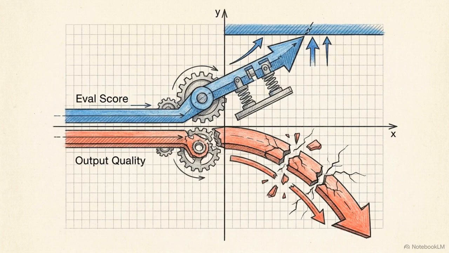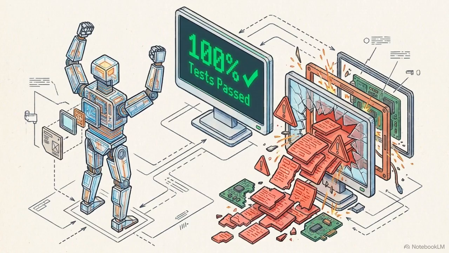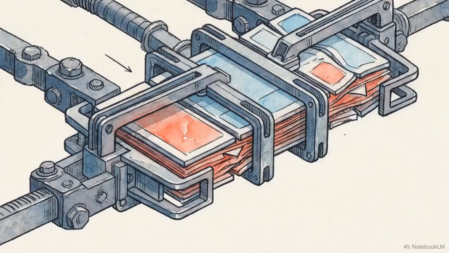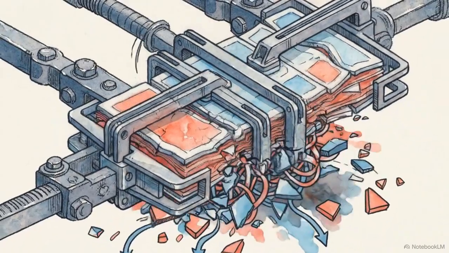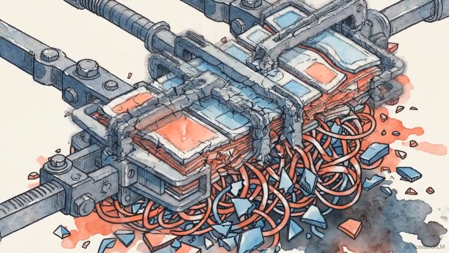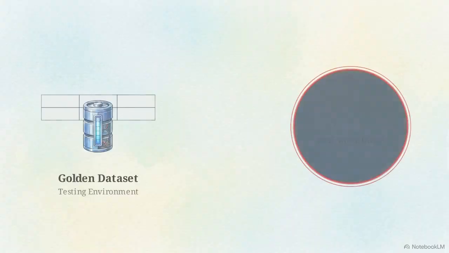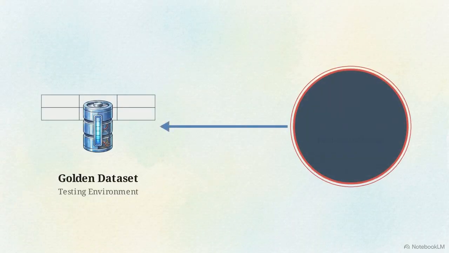When a measure becomes a target, it ceases to be a good measure. Optimizing for a static test eventually stops optimizing for the user. Tuning an AI system to pass an outdated evaluation suite can result in the intentional degradation of the product. The solution is the continuous integration of production reality back into the testing environment.